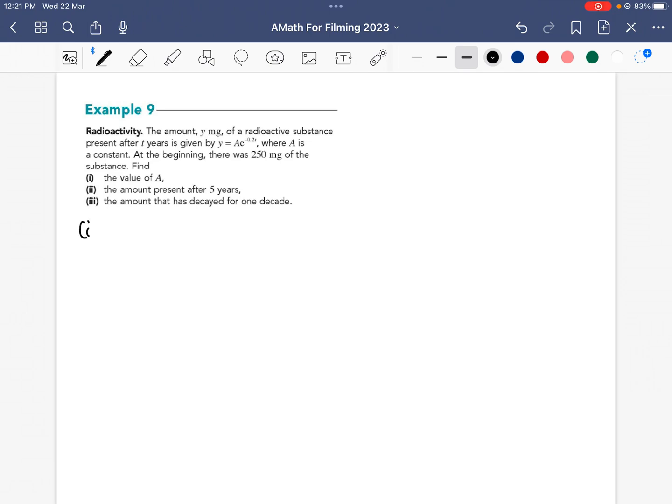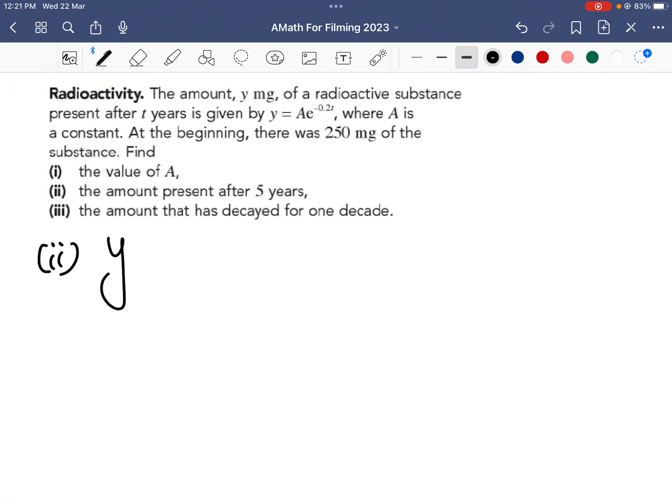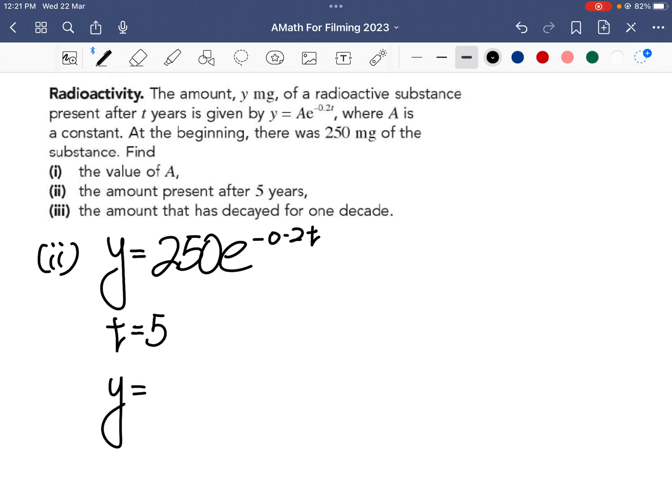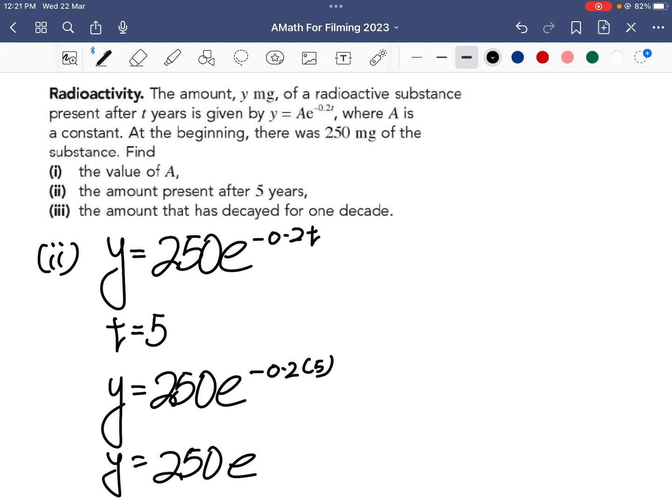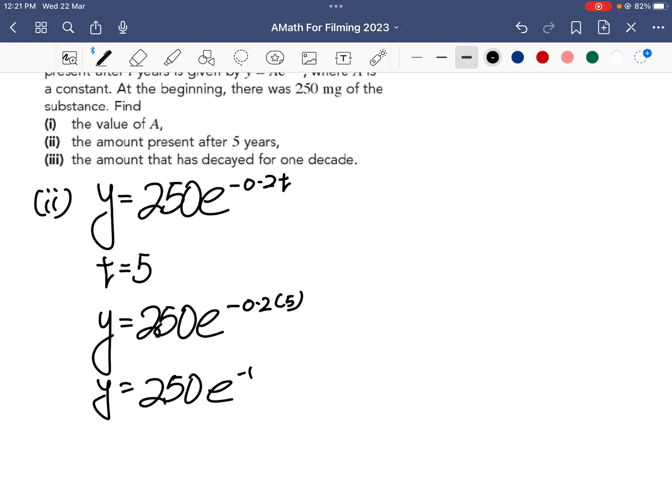We remember from part 1, my A value is 250. So now the equation is Y equals 250 e to the power of negative 0.2t. Now they ask what is the amount present after 5 years. So after 5 years, the t value is equal to 5. Hence, to find the amount, I write 250 e to the power of negative 0.2 times 5. I simplify that and you get e to the power of negative 1. If you input that into your calculator, what you should get is 92.0 milligrams, correct to 3 significant figures.